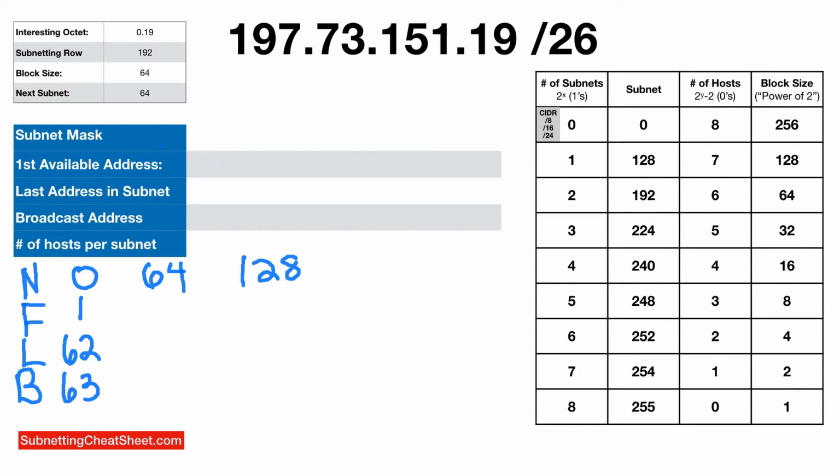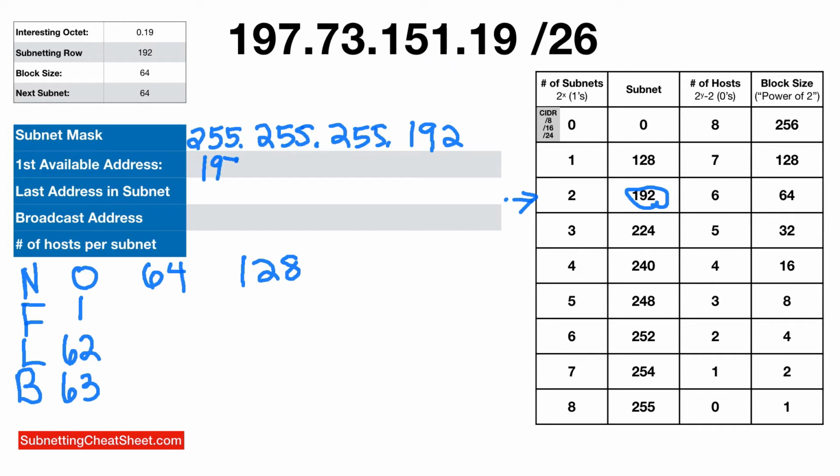Now the subnet mask we've already discovered here, and it's 192. So you would write 255.255.255.192. Okay, the first available address. Now, because it's slash 26, the 255.255.255 means to just keep the number the same. So we're just going to write that.